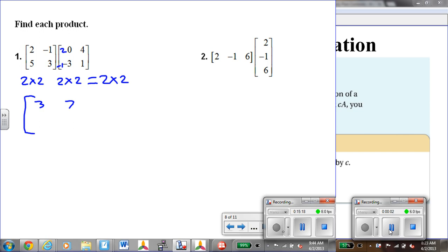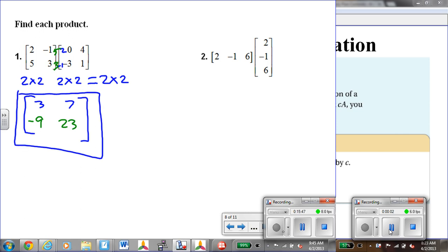And we ran out of columns to multiply by, right? And so once we run out of columns, we go to the very next row, which is going to be 5 and 3. And what's 5 times 0? 3 times negative 3? And what's 0 plus negative 9? 5 times 4? 3 times 1? And what's 20 plus 3? And we end up with our 2 by 2 matrix, and that would be your solution. Everybody get it? Okay.